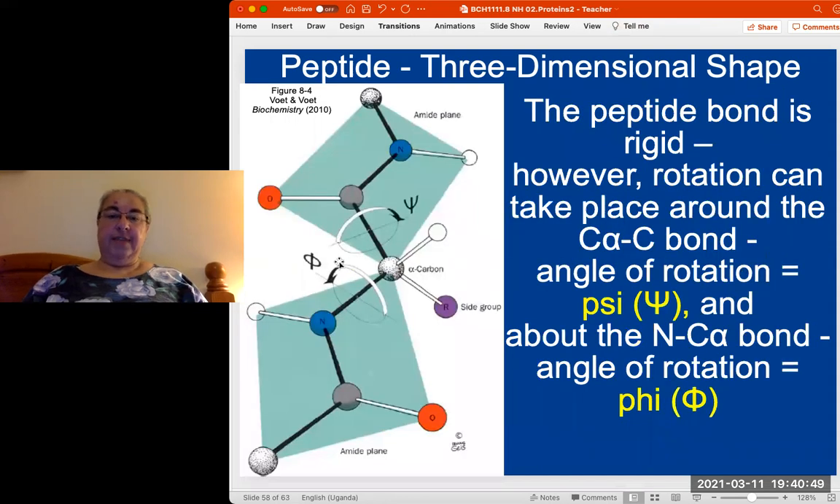So here is another diagram, again similarly showing the flat planar peptide bond and the alpha carbon allowing rotation. Here we're sort of looking down from above, and the psi and phi bonds allowing rotation.